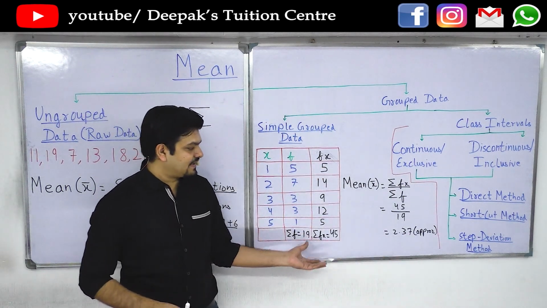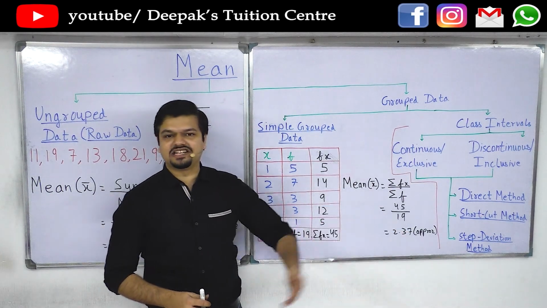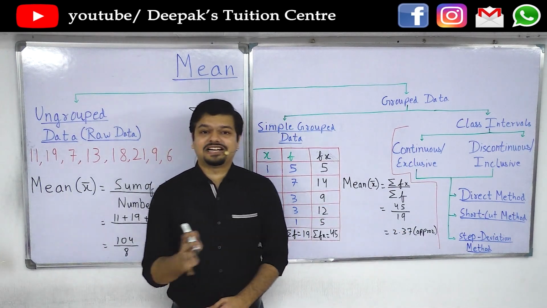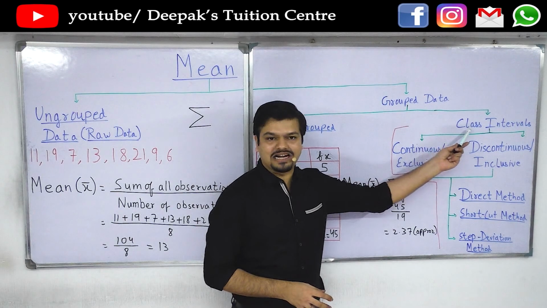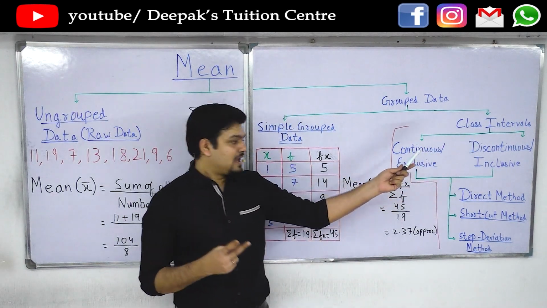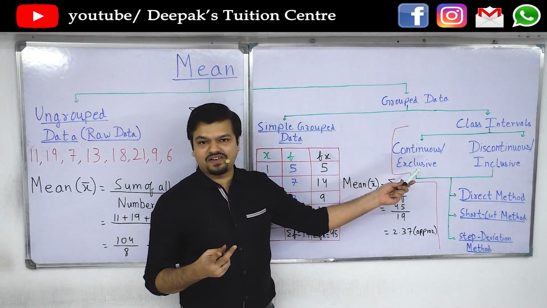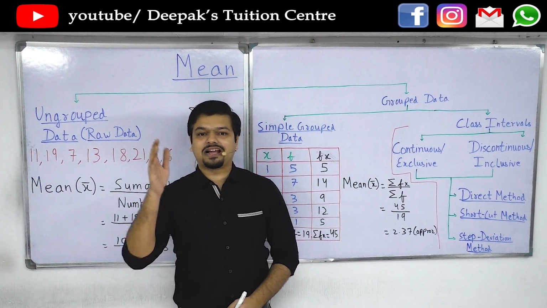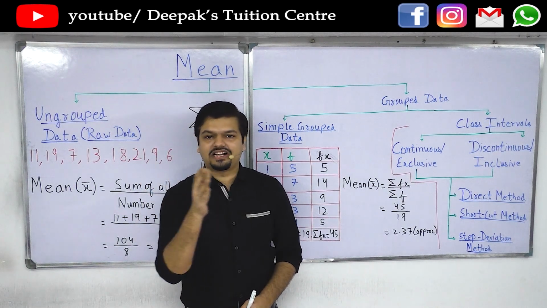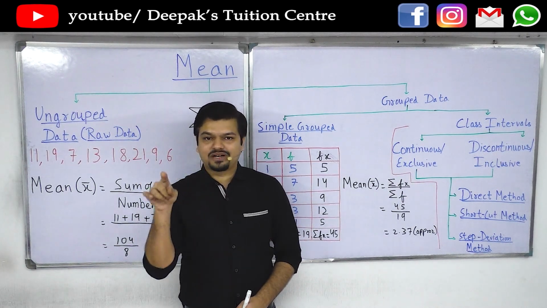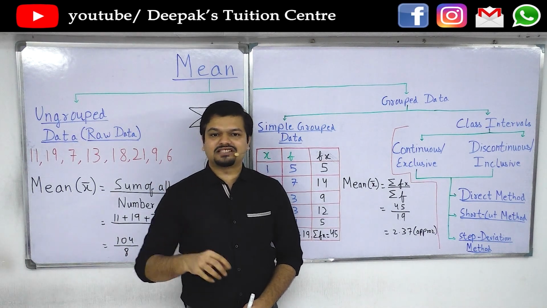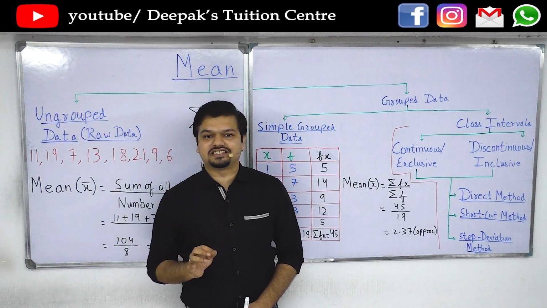So if the data is given in this format, then it is pretty easy to calculate mean. But if the data is given in the class interval format, then there could be two options. One is continuous or exclusive class intervals, where the data would be like 0 to 10, 10 to 20, 20 to 30. So therefore 10 is continuous, 20 is continuous. There is no gap between two classes.